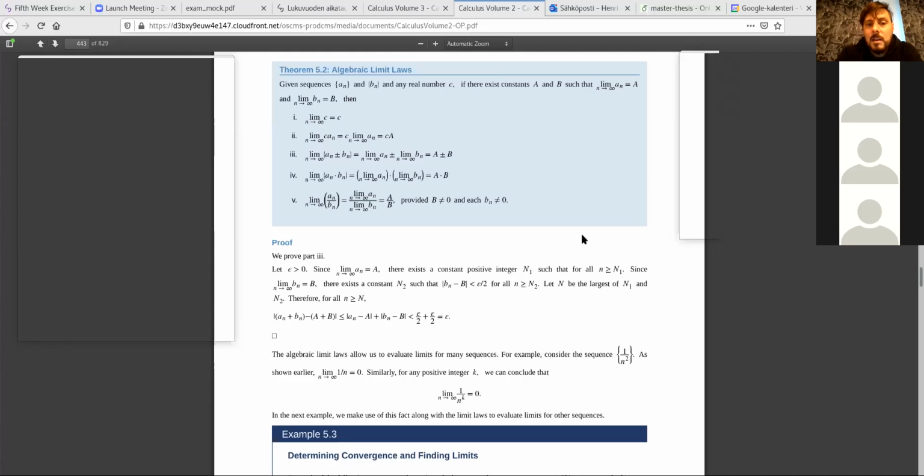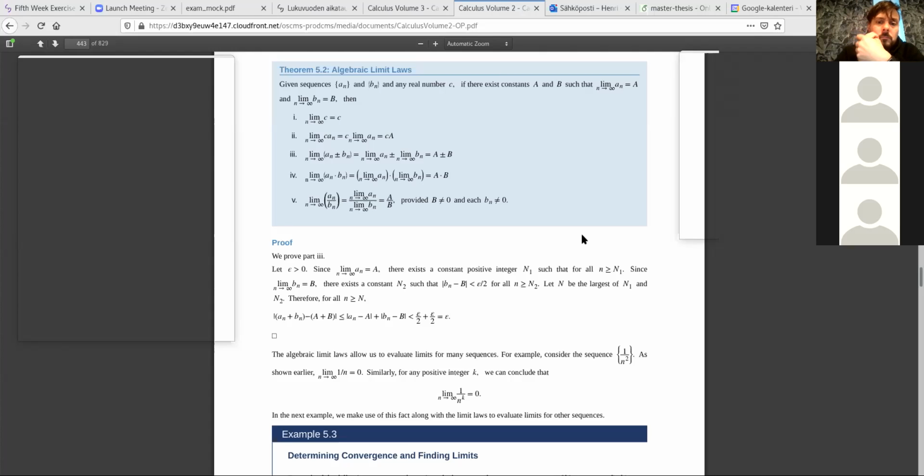The product, yes, is true too. For a_n divided by b_n, it is the limit A divided by the limit B, provided that the limit B is non-zero and none of the elements in the sequence of b's is 0. Obviously, because you can't do the division if the divisor is 0.